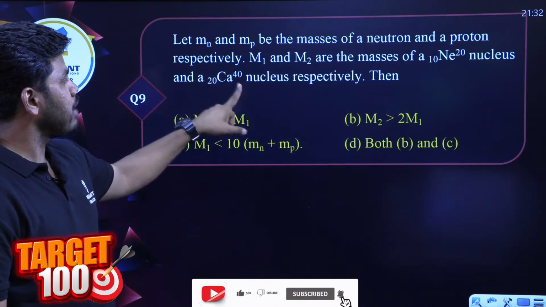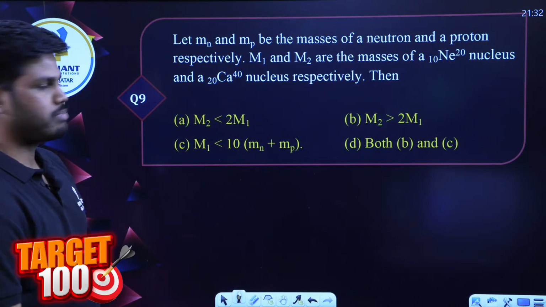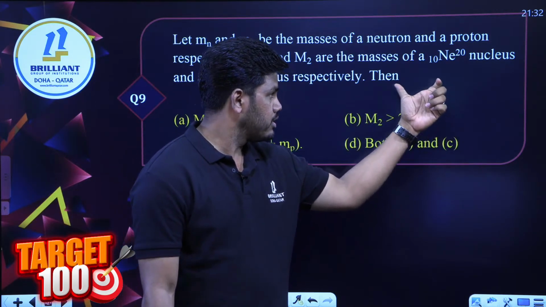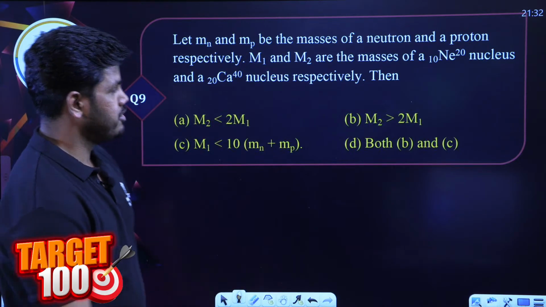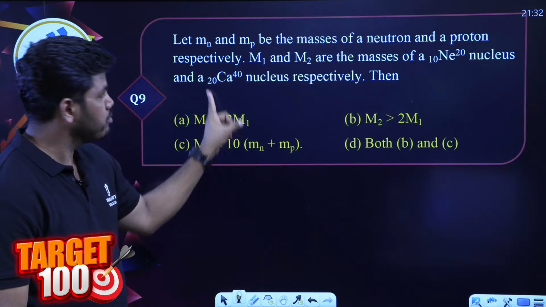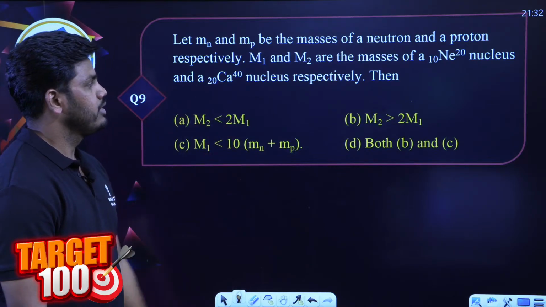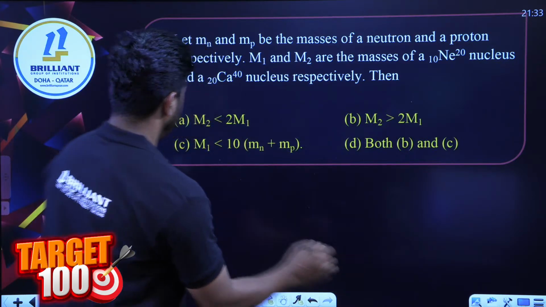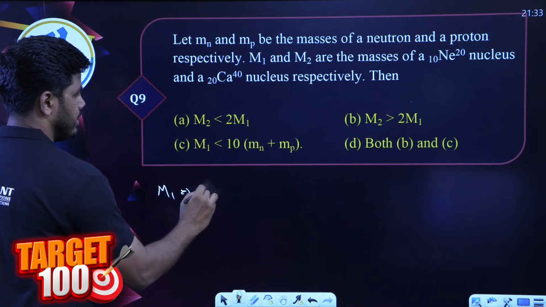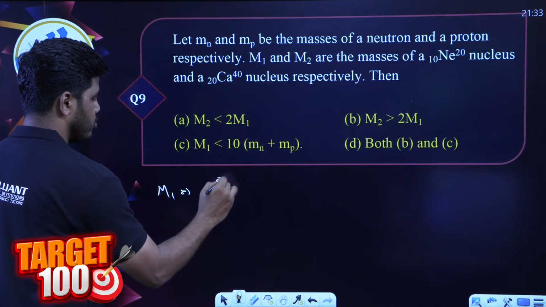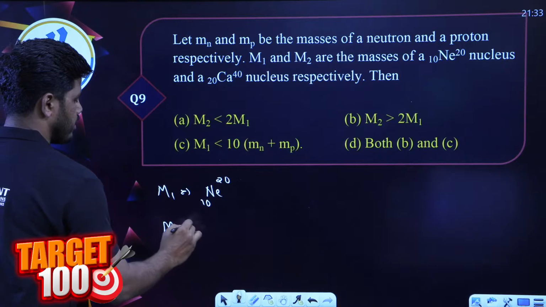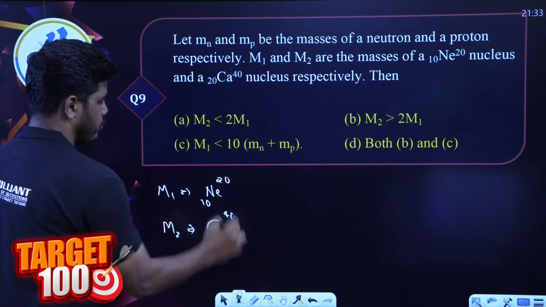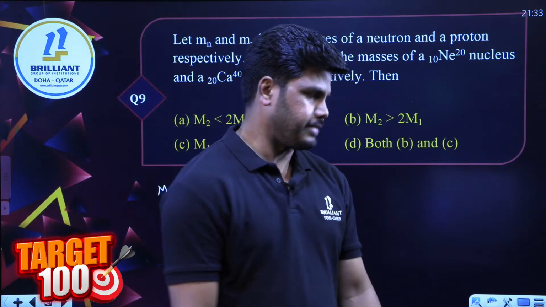So let Mn and Mp be the masses of neutron and proton respectively. M1 and M2 are the masses of neon, atomic number 10, mass number 20, and calcium, atomic number 20, mass number 40. Two nuclei are given, and you are asked to find the exact relation. M1 is neon, Ne 10, 20, and M2 is calcium, 20 and 40. Then which option could be correct?